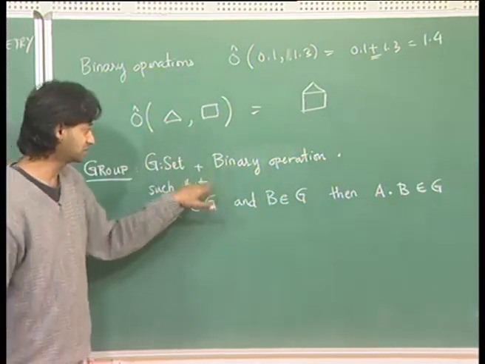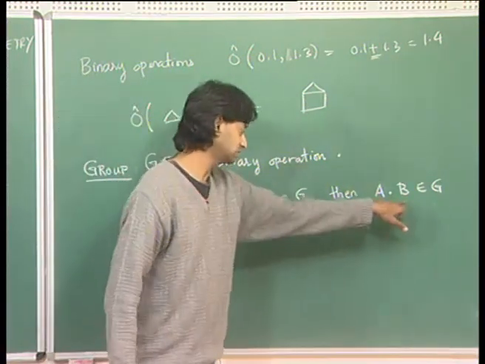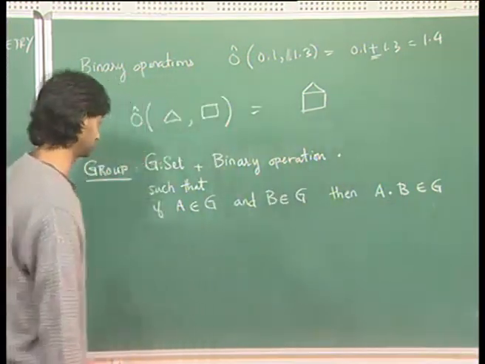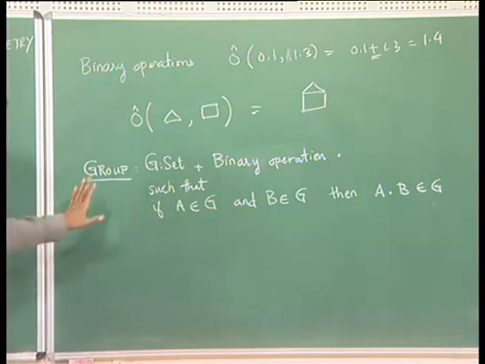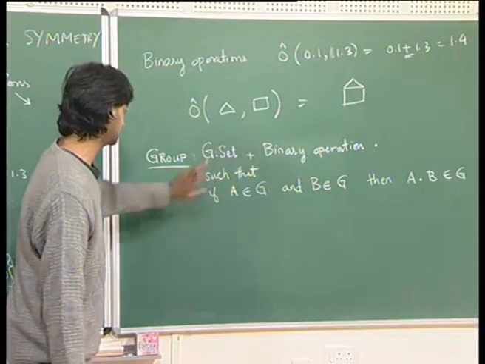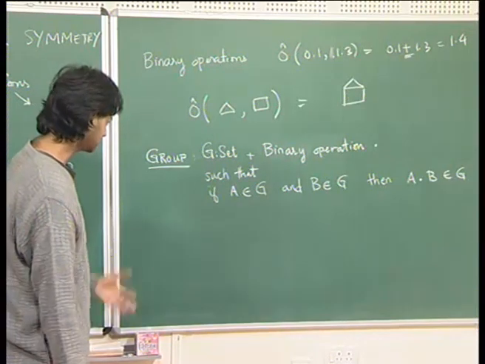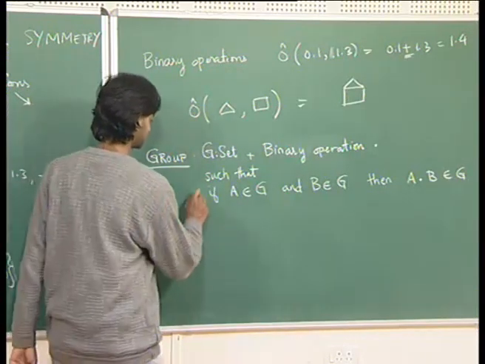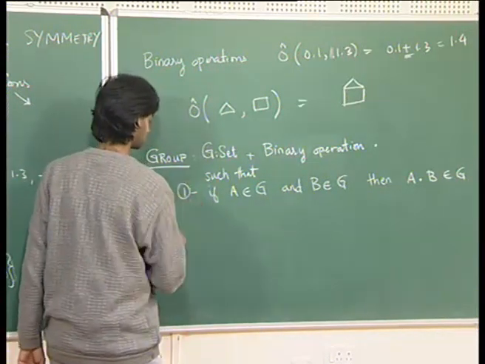So, you perform this binary operation with any two members, you will get another member of the set G. Then G is called a group. Okay. There are some more properties. So, first is, this is the first property.